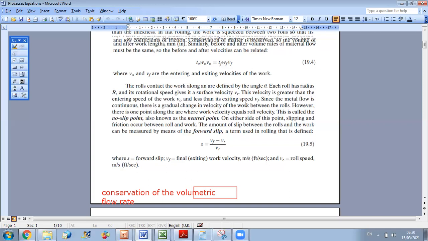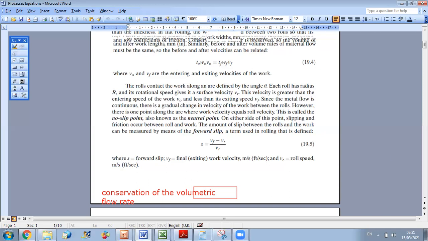The amount of slip between the rolls and the work can be measured by means of the forward slip, a term used in rolling that is defined by... So the forward slip that will lead to movement of the work to pass through the rolls is calculated as the difference between Vf minus Vr over Vr. Where S is called the forward slip, it's without unit. Vf is the final exiting work velocity, and Vr is the roll speed, linear speed in meters per second.